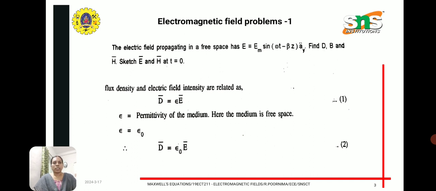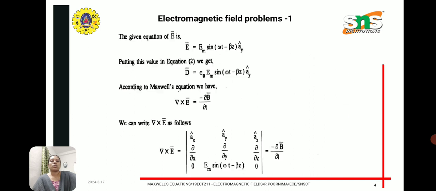First of all, let's take the relation between electric field intensity and flux density. It is D vector equal to epsilon into E. We know that epsilon is the permittivity of the medium. Here the medium is free space, so epsilon is written as epsilon naught. So D equal to epsilon naught into E vector. In the problem, E vector is given, so we take the E vector and find D equal to epsilon naught into E.